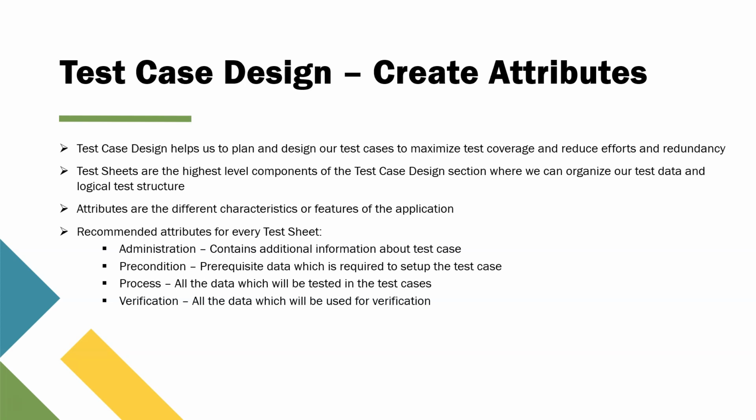Then comes the last and the final one, which is called the verification attribute. Now this will contain data which will be used for verification purposes, right? So once you have entered all the data and you have executed all the test cases, and you come to the verification part where you want to verify the expected results versus actual, this will contain all that particular data. Okay, so as you can see, different data is organized into different attributes, and then every attribute will have some instances, right? And that is how you will try and design your test cases.